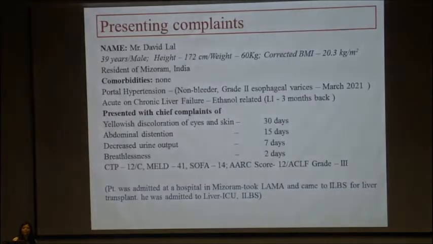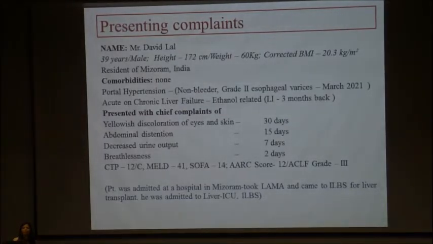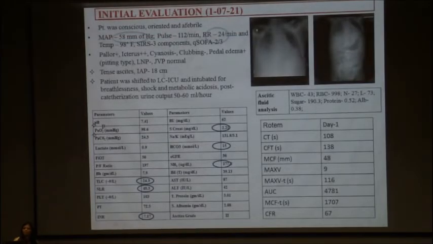So what I did was to take a case scenario because that will help us understand what we are talking about. This was a 39-year-old gentleman received in our ICU who was having portal hypertension, grade 2 varices, acute-on-chronic liver failure, alcohol related, which is the predominant class of patients that we see. This patient has a clear history of jaundice followed by ascites, and came with decreased urine output and breathlessness. He had very advanced liver disease, Child score of 12, MELD 41, SOFA of 14, CLIF-C ACLF 12, and grade 3 ACLF. He had taken LAMA, and this patient was received in shock.